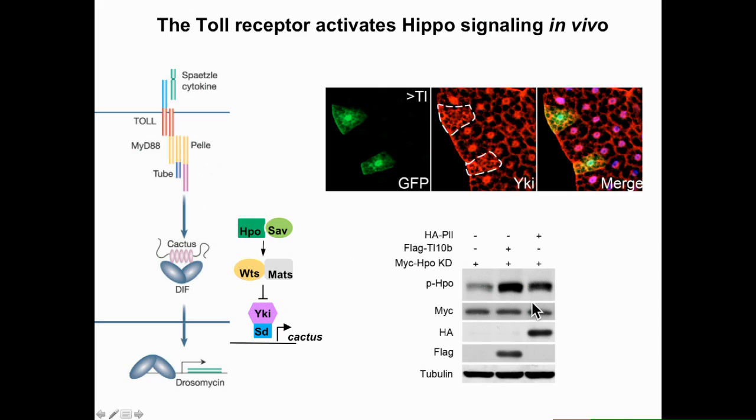You can see that both of them can activate the Hippo phosphorylation as well as the Yorkie phosphorylation, again, hallmarks of Hippo signaling. So we can now draw an arrow between Toll receptor and Pele to the Hippo pathway, based on this gain of function assay. But perhaps more importantly, are these proteins actually required for the activation of Hippo signaling by bacteria in vivo?